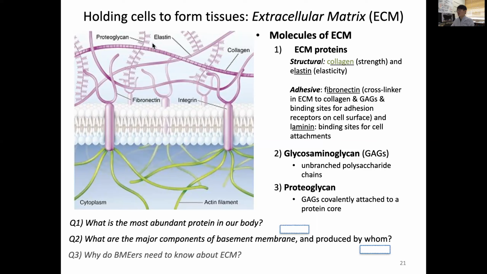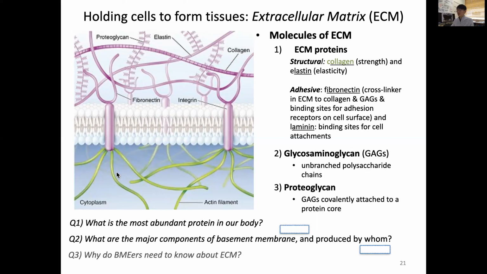And inside this matrix, there are many glycosaminoglycans or GAGs, which are unbranched polysaccharide chains. You may remember this as a food supplement for those who suffer from joint pain, hoping that these glycosaminoglycans can help reproduce your cartilage. And proteoglycans are these GAGs covalently attached to a protein core. So look at this. These are GAGs and these are proteoglycans.